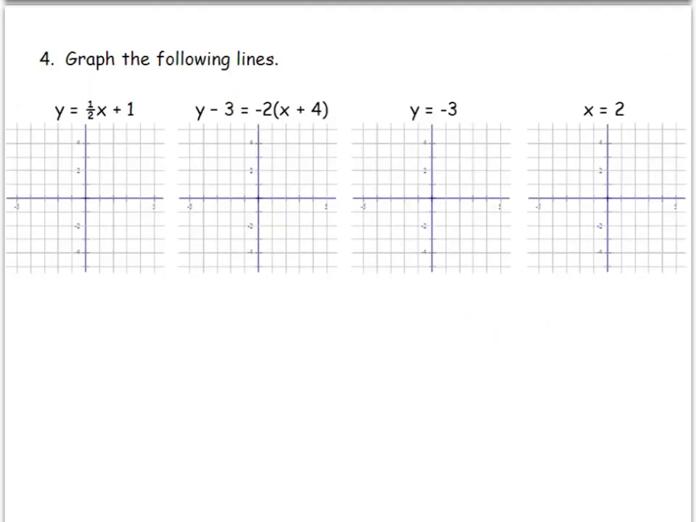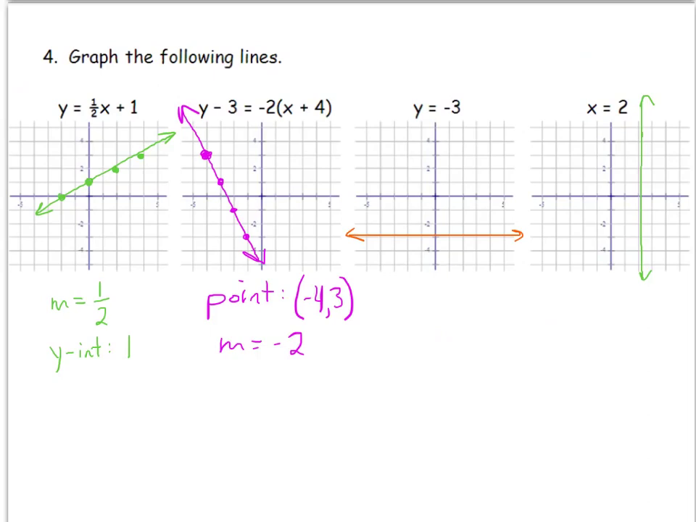The last warm-up I want you to try is I want you to go ahead and try to graph the following lines using the information that we learned from the previous day. So go ahead, try to graph these out, and when you come back, we're going to take a look and see if your lines match my lines.